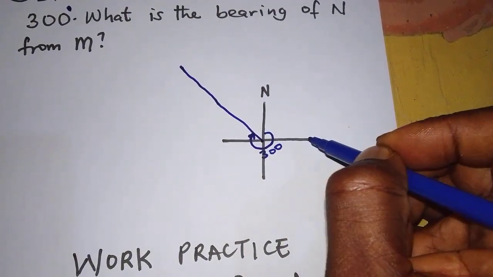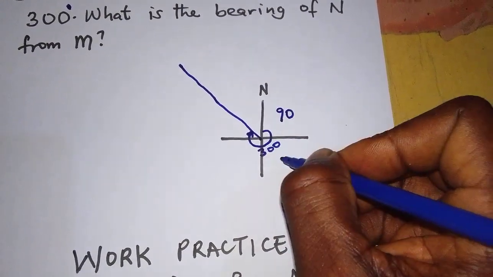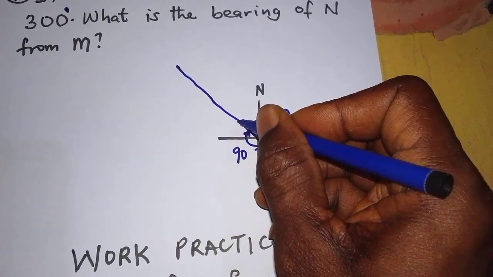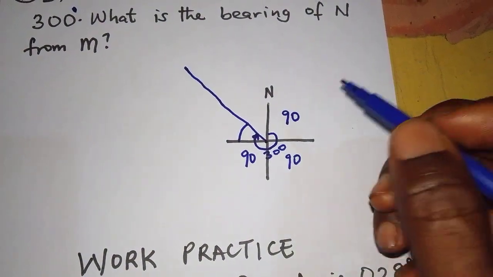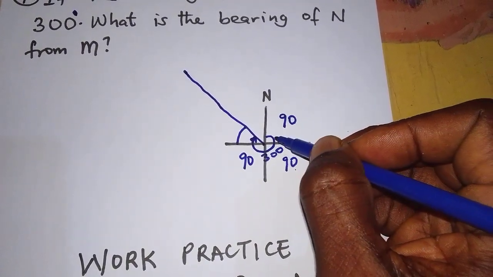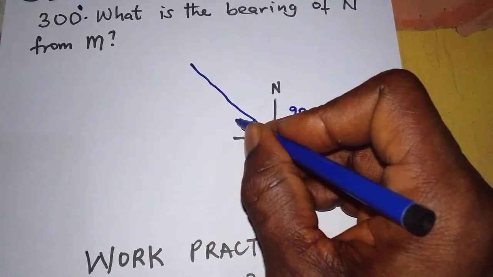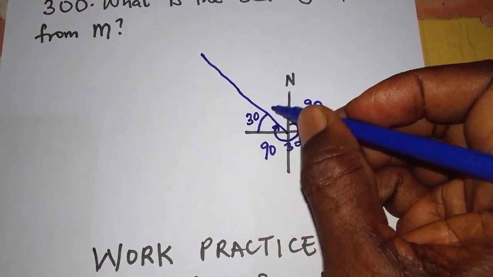So if you break this down into the quadrants, you have 90 plus 90 plus 90 plus the angle that is here. The angle that is here will be what? 90 plus 90 plus 90 is 270. 300 minus 270 will give us 30. So that means the remaining angle here is 30.